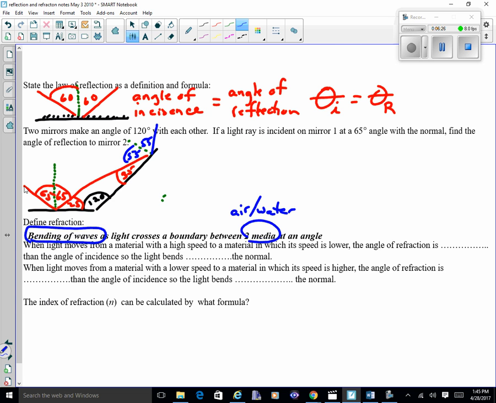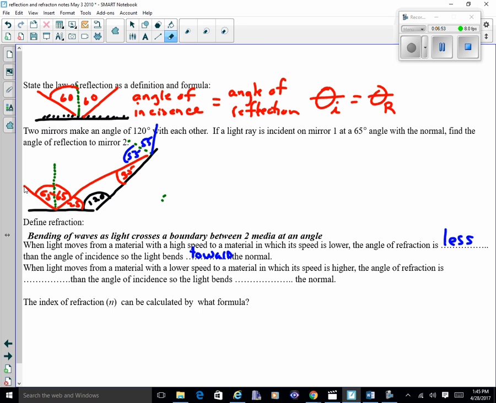So when light moves from a material with a high speed, like air, to a material in which the speed is lower, the angle of refraction is less. You've got to remember, it's bending towards the normal, and the angle of incidence, so it bends toward the normal. I'll give you an example of that real quick. Let's say I've got my surface right here. This part down here is the water. This part up here is going to be air.